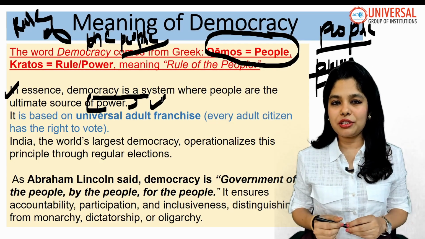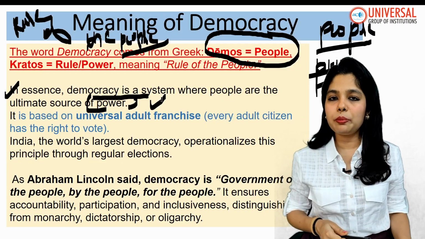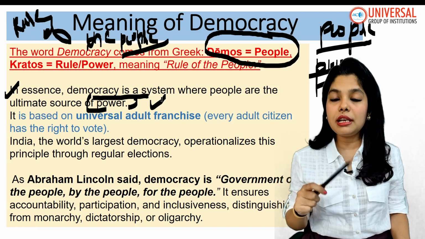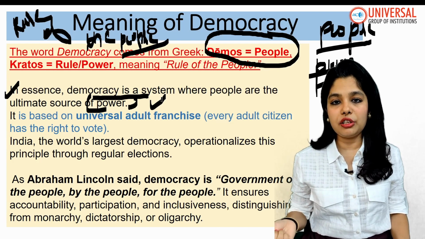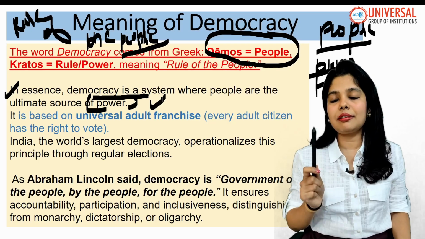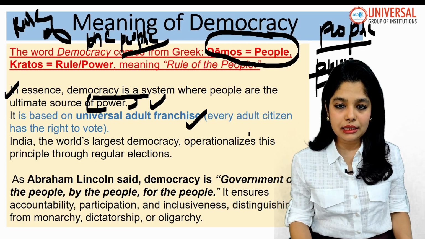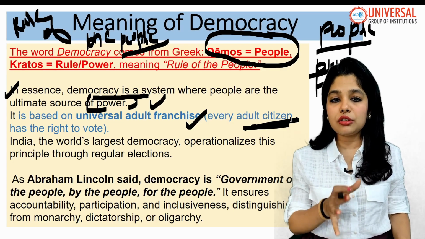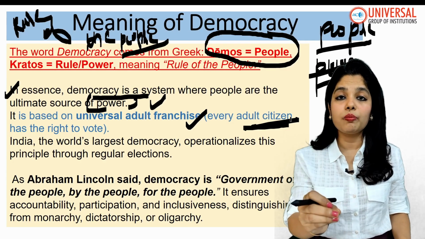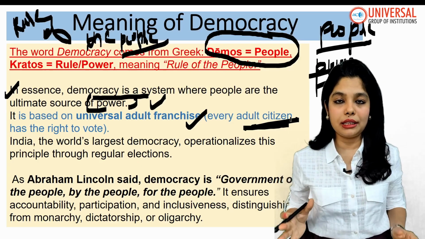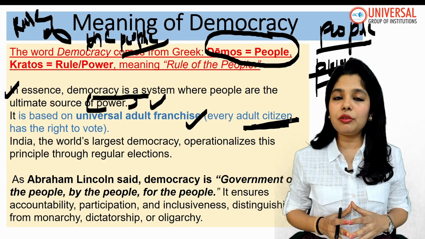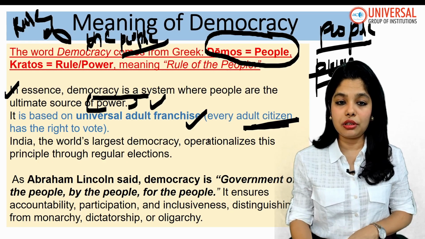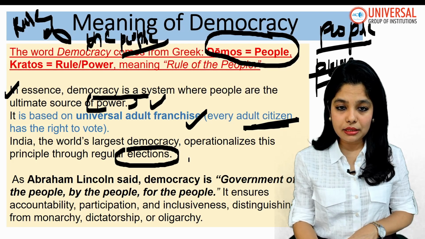What do you mean by universal adult suffrage? Many times in your UPSC questions, in your discussions, in your studies, you will be reading about universal adult suffrage. Universal adult franchise means every adult citizen has the right to vote in a democratic form of government. In India, universal adult franchise gives you the right to vote after you attain the age of 18. India, the world's largest democracy, operationalizes this principle through regular elections. Elections are held on a regular basis, we know that.